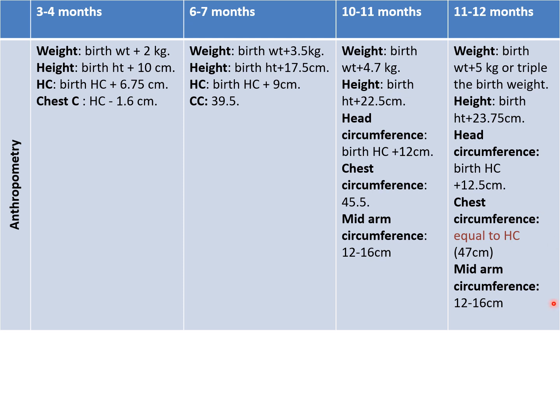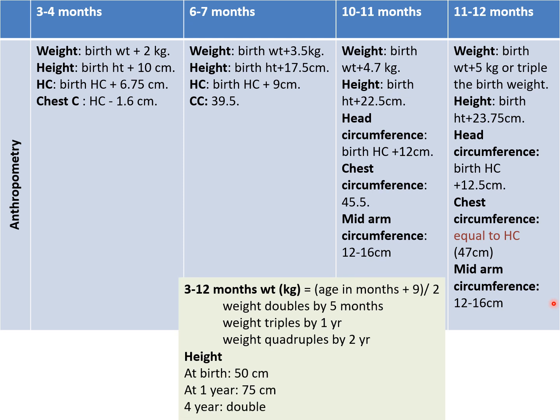There are some formulas also. So for 3 to 12 months, all child weight can be found out by the formula age in months plus 9 divided by 2. Formula once again, you will be getting the weight in kilogram. The weight for a child from 3 to 12 months is age in months plus 9 divided by 2.